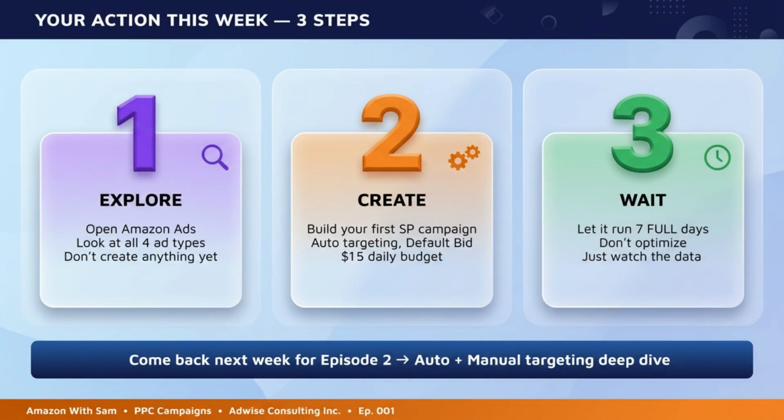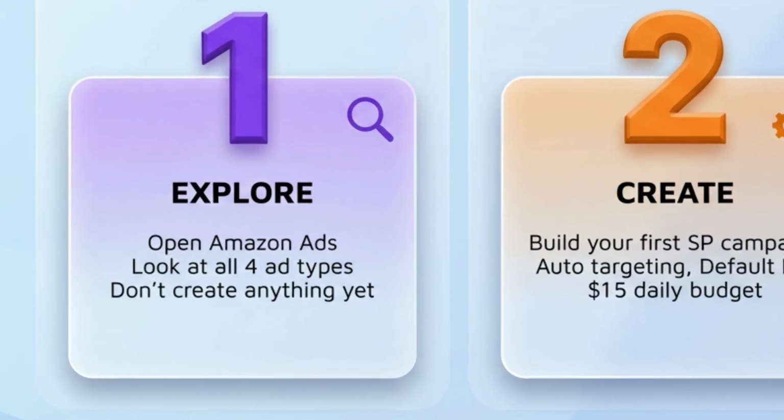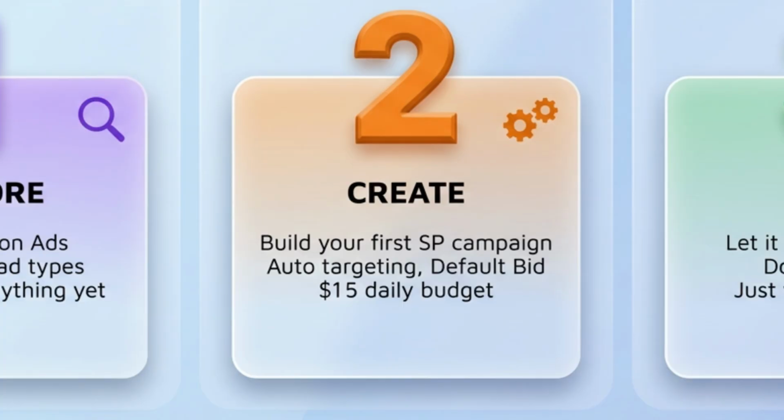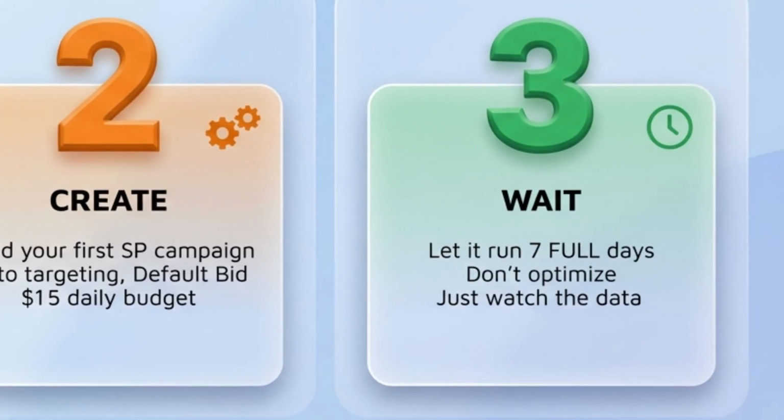3 actions this week. Don't skip them, don't skip ahead. Step 1. Open Amazon Ads in Seller Central. Look at all 4 ad types I just walked you through. Don't create anything yet. Just look. Get comfortable with the interface. Step 2. Create your first sponsored products campaign. Pick auto. Default bid. $15 a day. Step 3. And this is the hard one. Let it run for 7 days. Don't optimize. Don't change bids. Don't pause it. Don't second guess yourself. Just let it run. Then in episode 2, we'll come back together and analyze what happened.